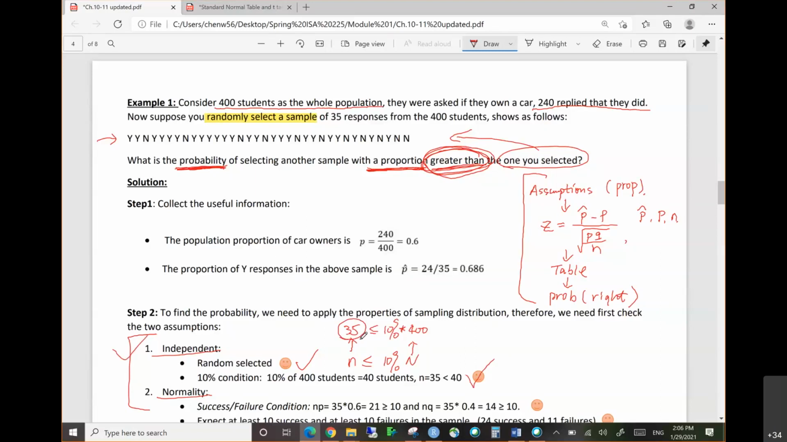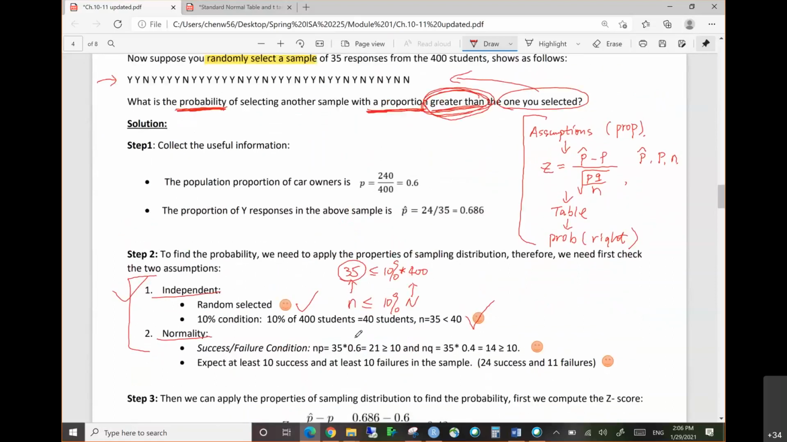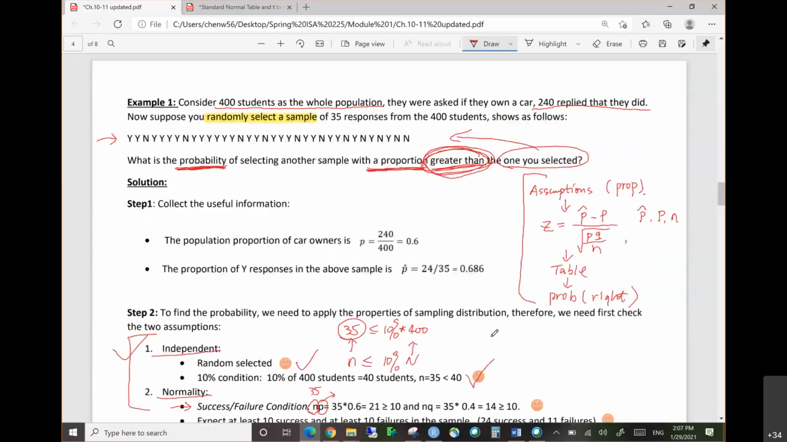Next one, normality assumption. We are talking about proportion. So for the normality assumption, we need to check the successes and failures, right? So either way is okay. If you want to check this way, that means the n sample size is 35. We need to know what is the population proportion. Okay, so in this case, how to get this population proportion? What is the population proportion?